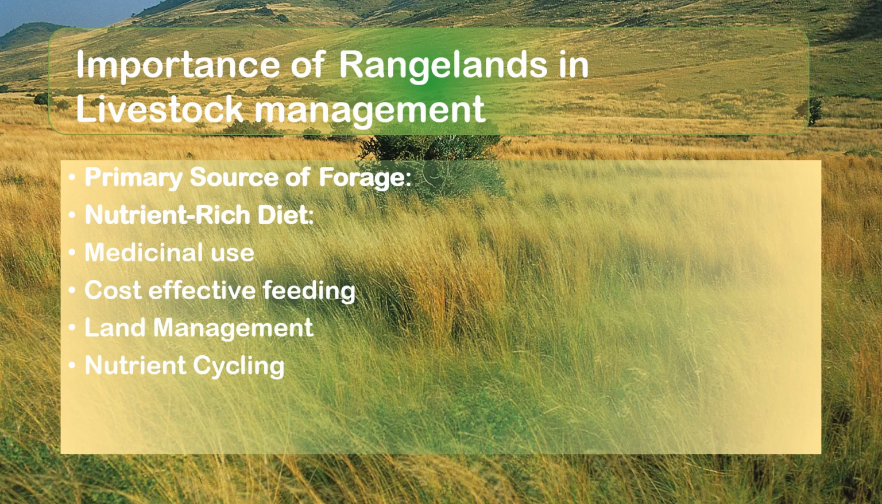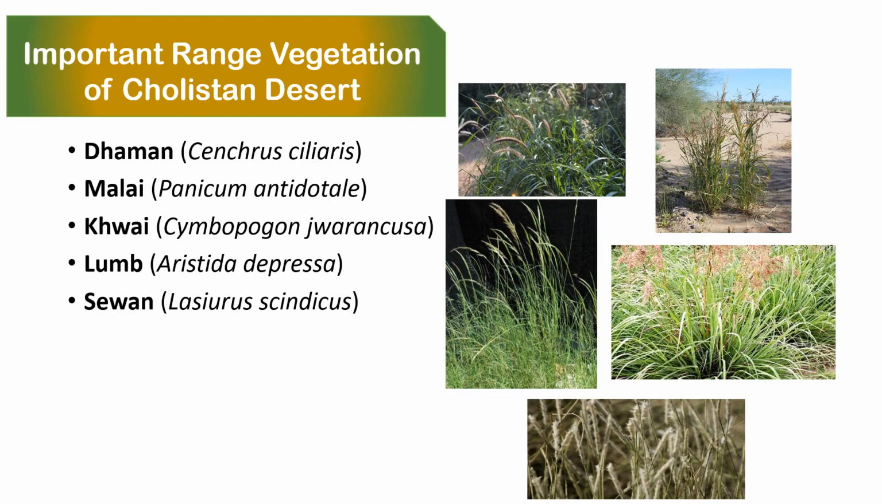So, the importance of rangelands in livestock management. What is the primary source of forage? Rangeland gives livestock their primary source of forage. It gives a nutrient-rich diet, and it is also very important for medicinal use, both for animals as well as communities. It is a very cost-effective solution for feeding, and it also manages or rehabilitates the land, and it regulates the nutrient cycle.